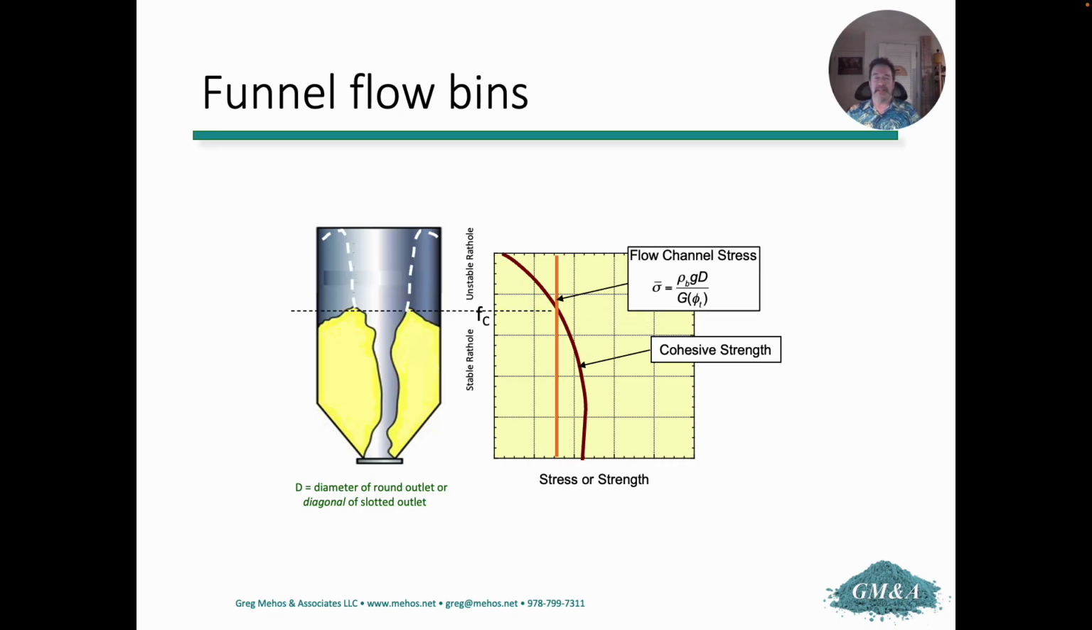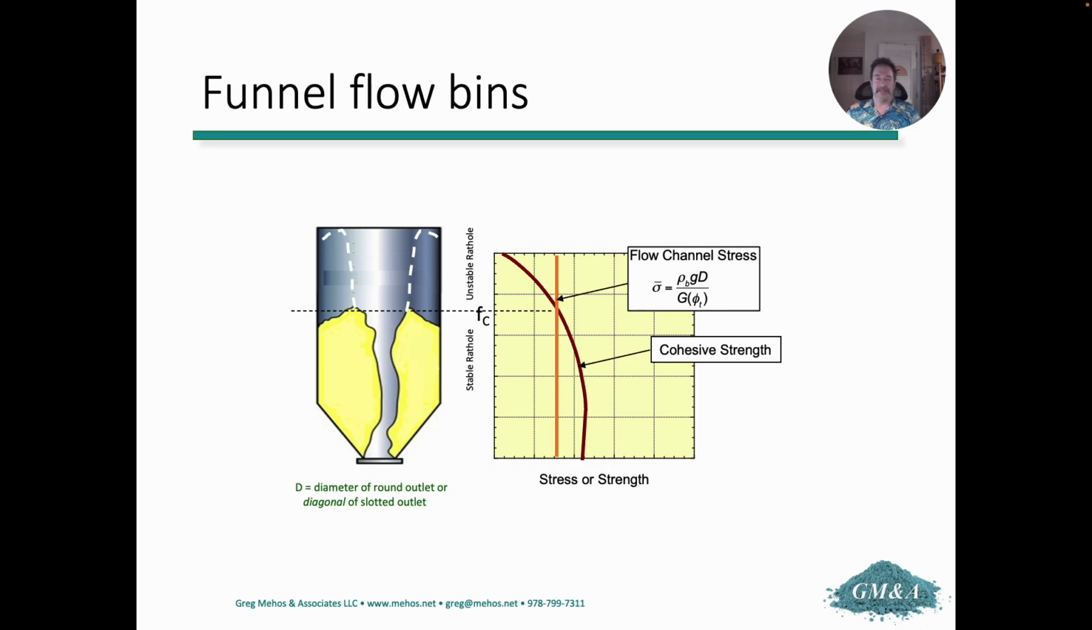And Jenike came up with another concept. He came up with a relationship that described what we call the flow channel stress, which is equal to the bulk density times D, the diameter of the outlet, divided by a factor G, which is related to phi, this other internal friction I talked about that we get from shear cell testing. Now we can compare the flow channel stress with the cohesive strength. And you can see for this diameter, upstairs, some of the material has a strength that's less than the flow channel stress. That is, the stress on the rat hole is greater than the rat hole's cohesive strength. And so up there, the rat hole's going to collapse.